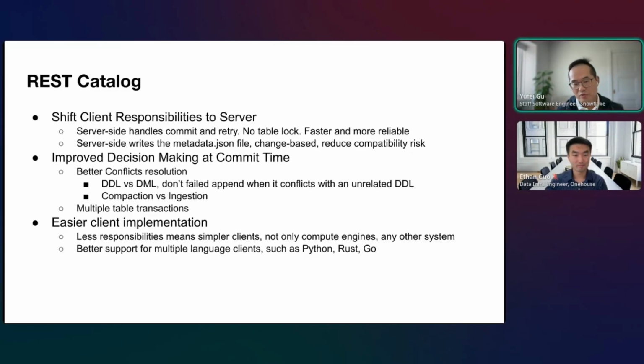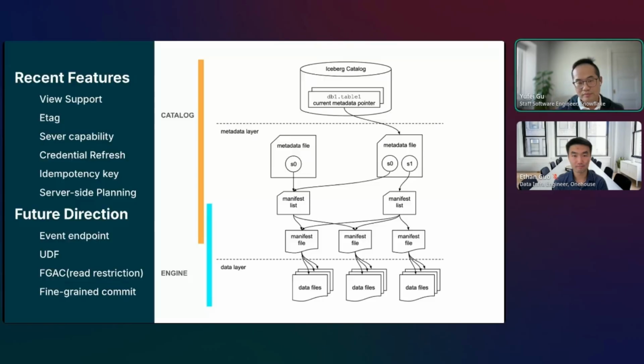Also, when we shift all this responsibility from the client to the server, it's encouraging more clients, like PyIceberg and Rust. Some of the new clients, in the very beginning, only developed against the IRC. Over the years, we also developed a bunch of new features within the IRC. We provide view support. We provide ETag, which improves the efficiency of load table. And then we provide server capability, so clients can understand what kind of endpoints the server has.